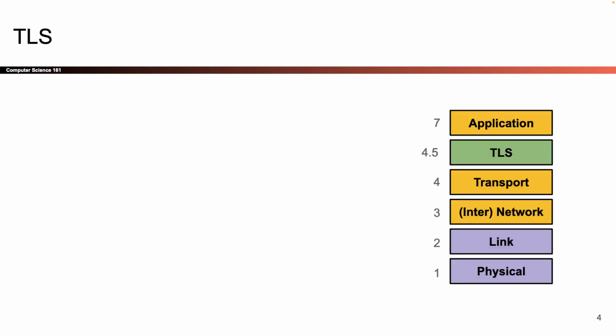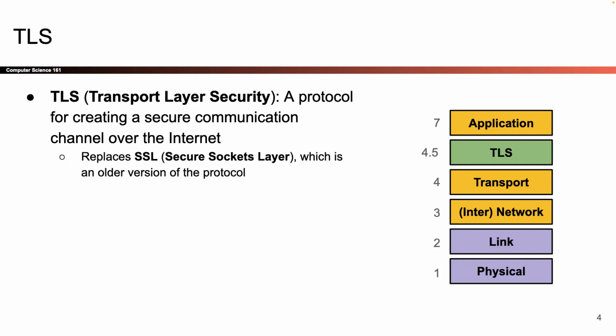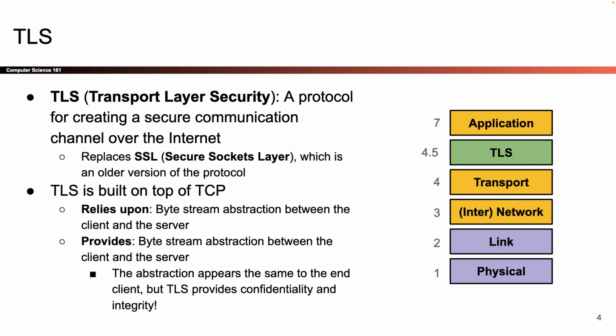Okay. So to do that, we're going to have to build another layer. And this is another example of how this model is 1970s outdated. So back in the 1970s, no one really thought about secure communications over the internet. And so we had to add that in.